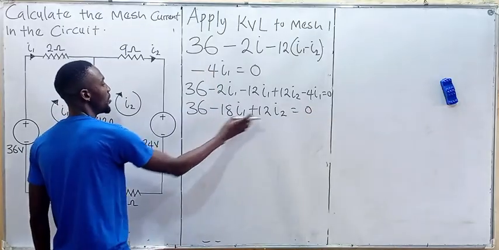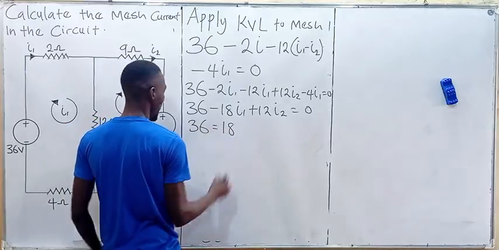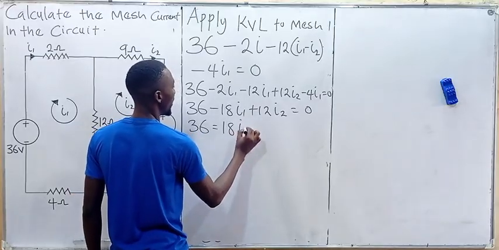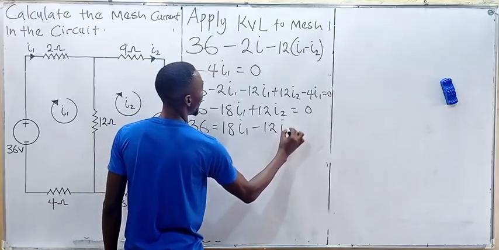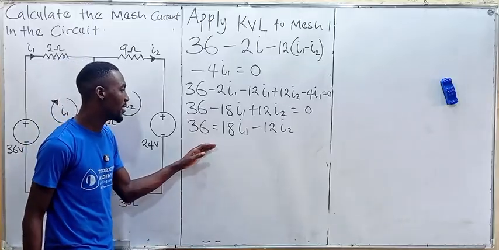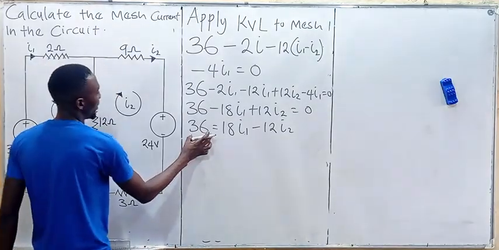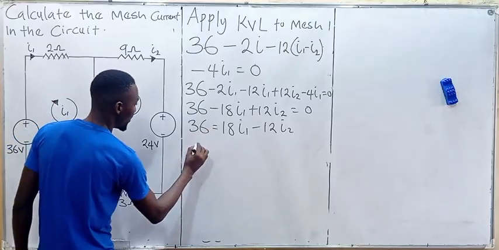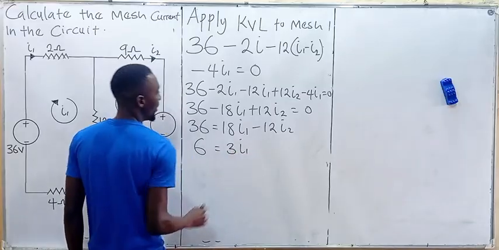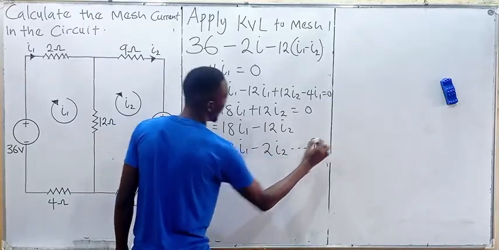If we move this and this to the other side, I'm going to have 36 equals 18I1 plus 12I2. So we can break this down by dividing through by 6. 6 in 36 is 6, 6 in 18 is 3I1, and 6 in 12 is 2, so 2I2. So this will be equation number 1.